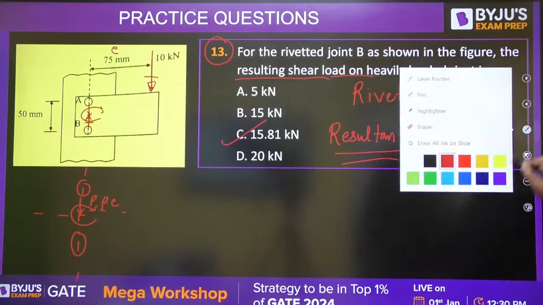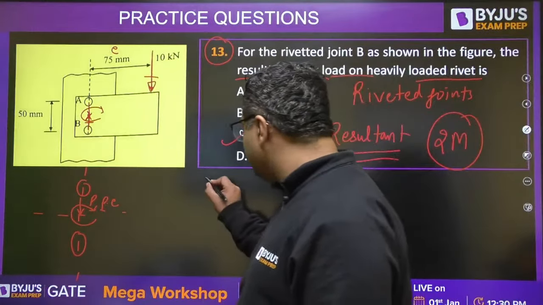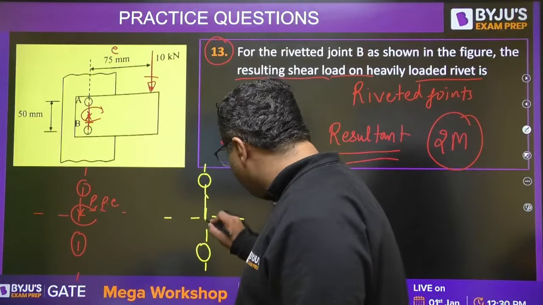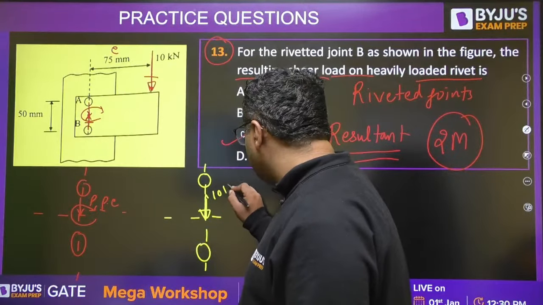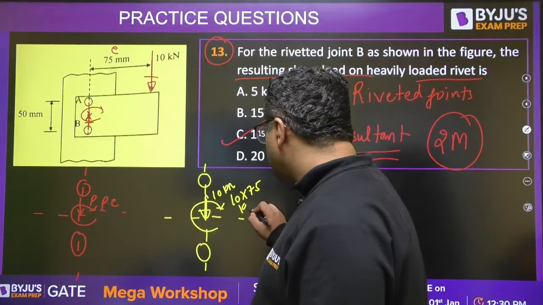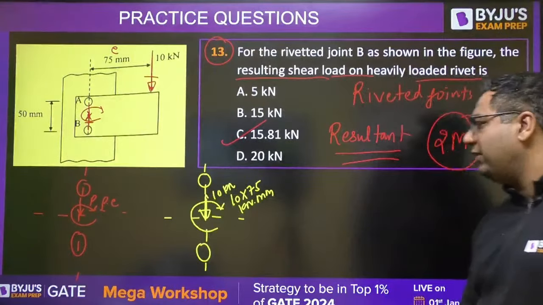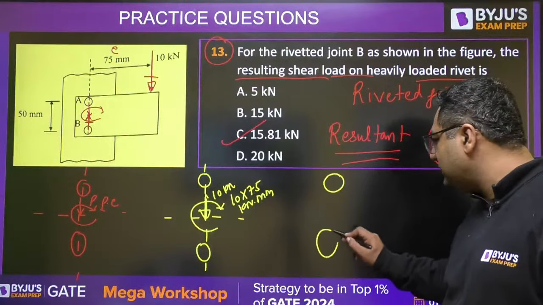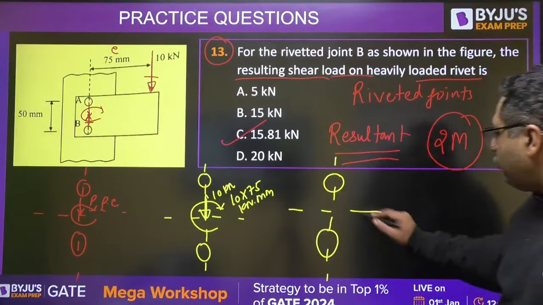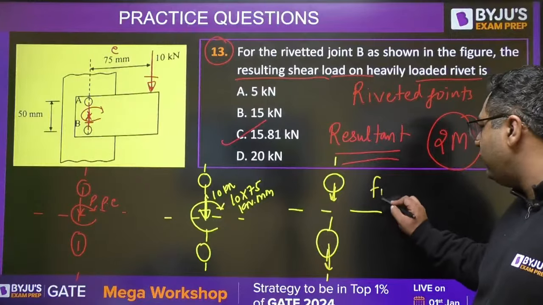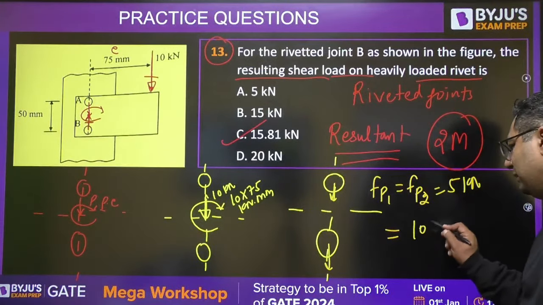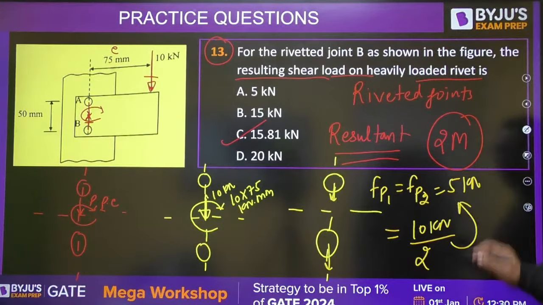Is it clear for everyone? So my dear, once again, these are two rivets. Here you have a load equal to 10 kilonewton. Then there is a couple, which is 10 into 75 kilonewton mm. Now for both rivets, what is the effect of direct TSL? It will come in the form of two primary forces, and the primary force in both rivets will be 5 kilonewton, because it is nothing but 10 kilonewton divided by 2.